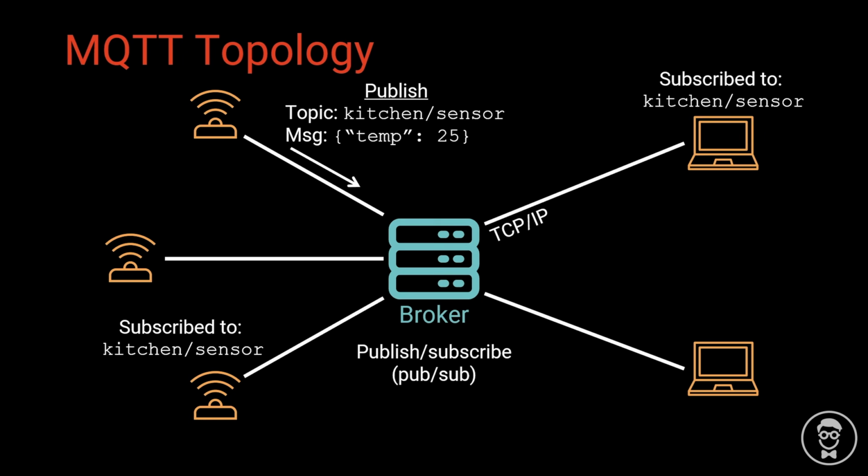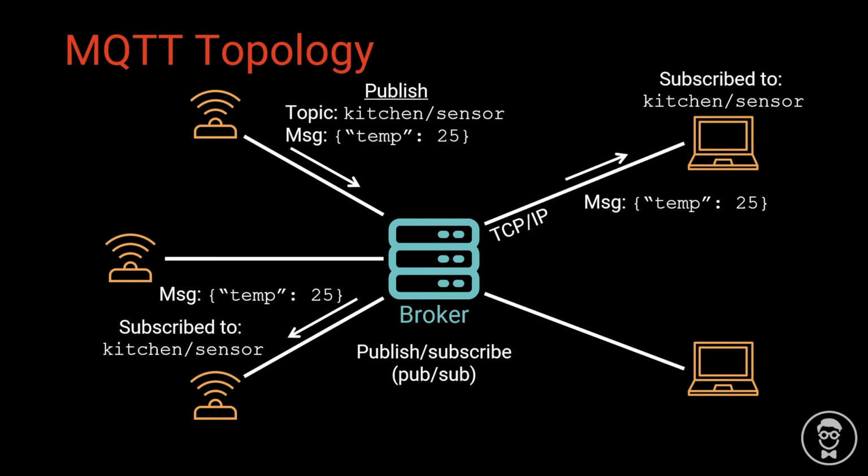When new data is published from any client on a particular topic, the broker relays that message to any of the clients subscribed to that topic. The persistent TCP/IP connections among the clients and broker allow this to happen efficiently with little overhead.